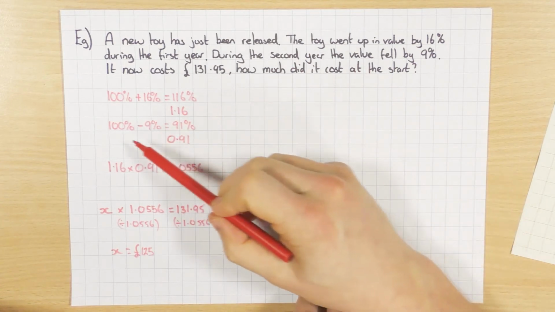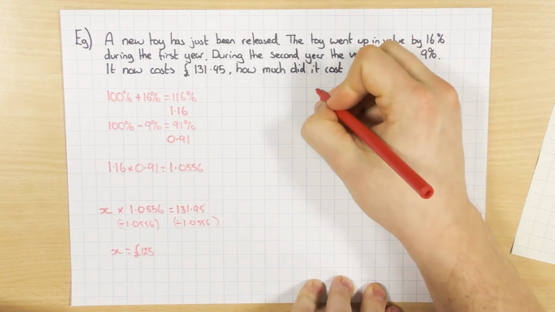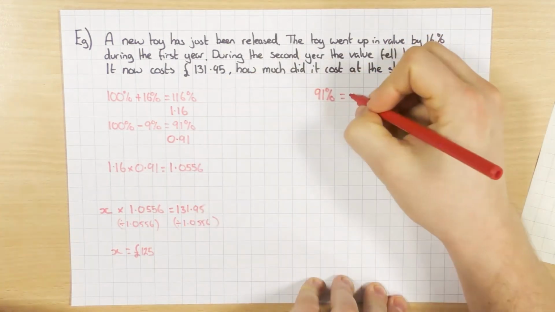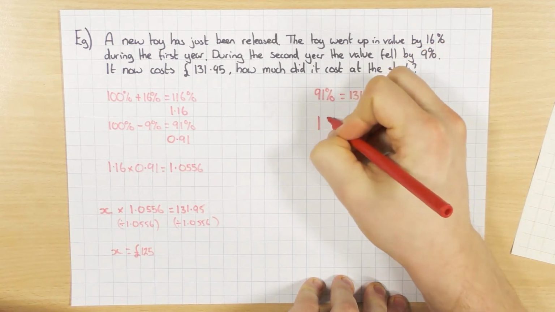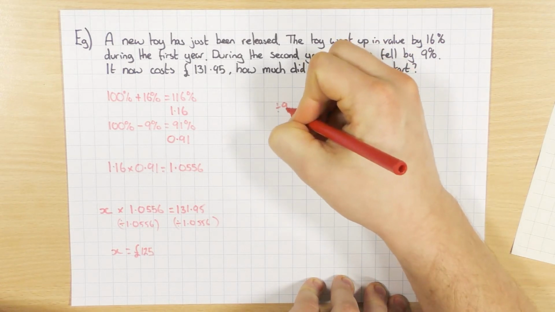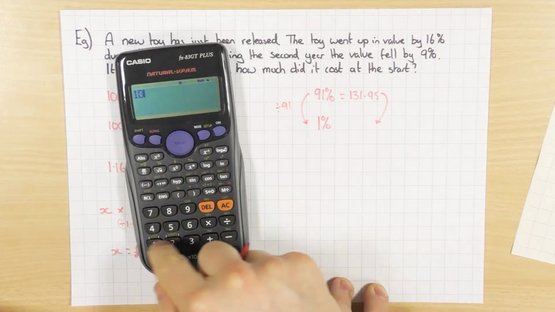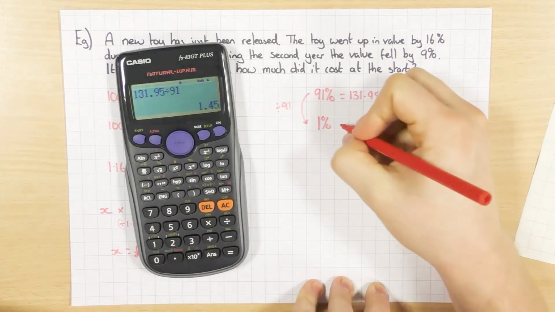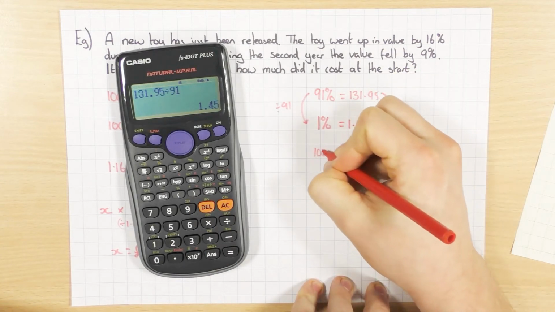So if I had 100% and take away 9%, I get 91%. So 91% equals this amount here, £131.95. Exactly the same process. I'm going to find out what 1% is worth by dividing by 91. So let's do that. 131.95 divided by 91 gives me 1.45, but I want to know what it is at 100%.